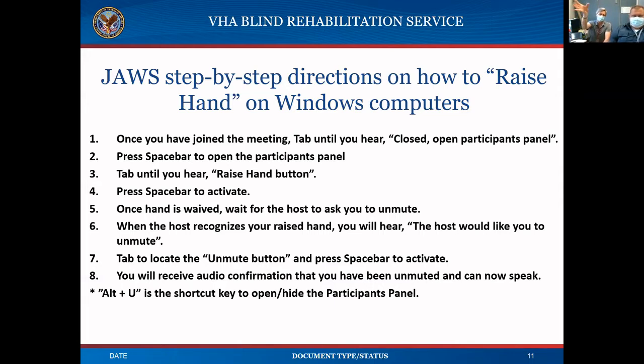Once it's activated, basically a panel on the right side of the screen opens up. You will tab until you hear raise hand button, then press the space bar to activate. And once your hand is raised, you wait for the host to ask you to unmute. Same as with the iPhone and iPad, you just wait, and JAWS nicely, once they recognize you, you will hear an alert. The host would like you to unmute, and you can tab to the unmute button, press space bar, and you will get audio confirmation that you've been unmuted and you can now speak.